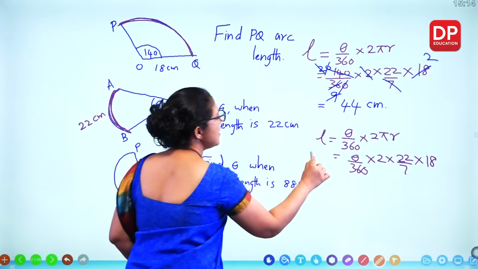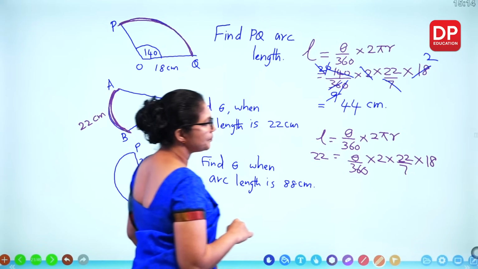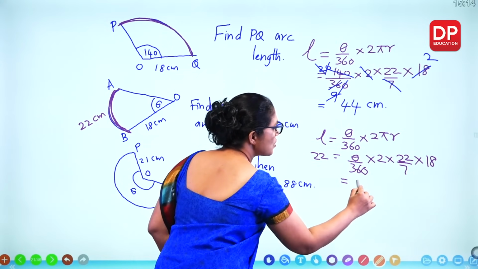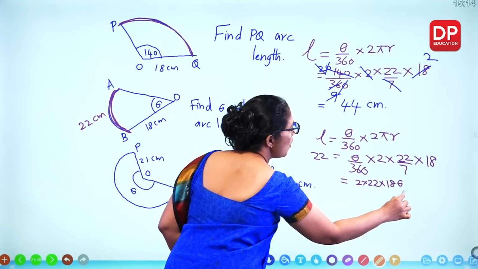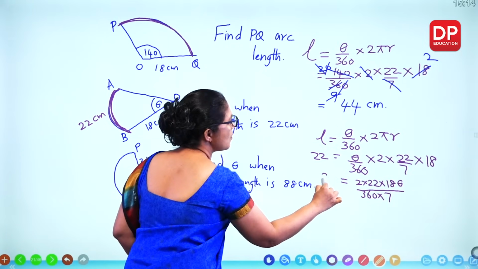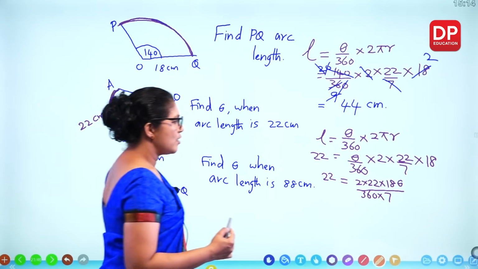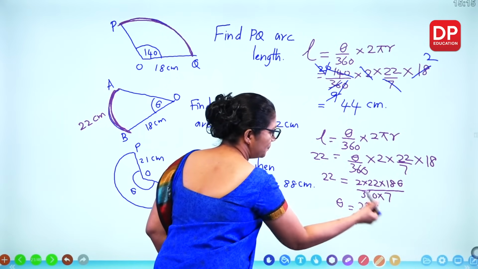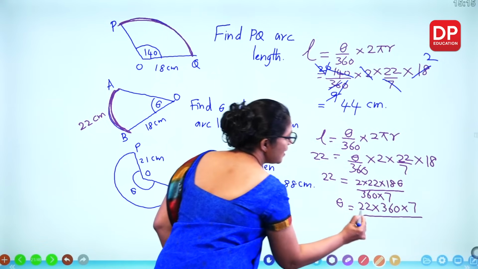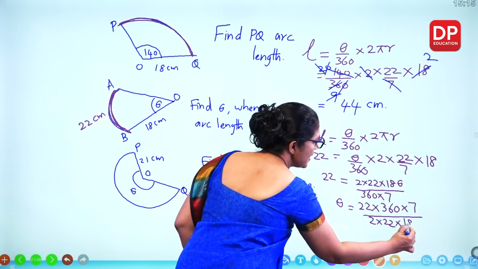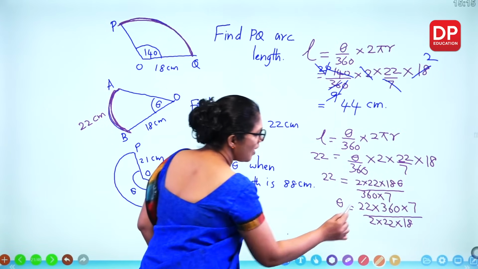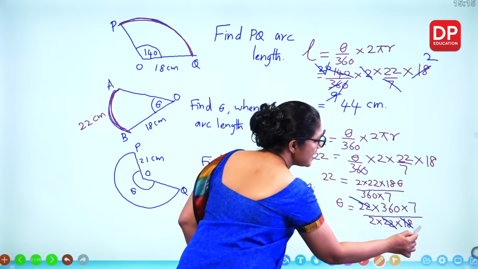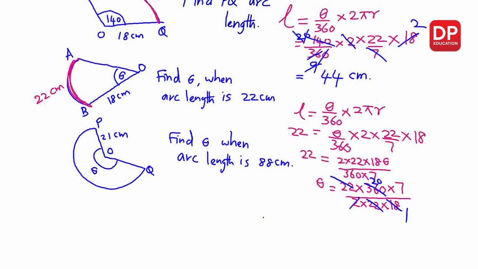So what's the arc length? It's given as 22. Now try to simplify this. We'll first rewrite everything. 2 times 22 times 18 theta over 360 into 7 is equal to 22. So how can we find theta? You can do the opposite operation. So angle theta equals, you multiply by this, 22 multiplied by 360 into 7 divided by 2 times 22 times 18. Now try to simplify this further. I can see 22 gets cancelled out. And here 18 times 1, 18 times 2. And again 2 times 20, that's 10. So what's the answer? Theta equals 10 times 7, that's 70 degrees.